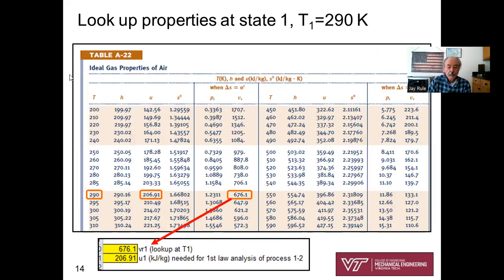Okay, so let's look up our properties at state 1. We're going to look up v sub r, and looking ahead, we're going to need the internal energy u to do our first law analysis on process 1 to 2. So let's write two numbers down out of table A22 for state 1. v sub r1 is 676.1, and u1 is 206.91. We're just going to write those two numbers down.